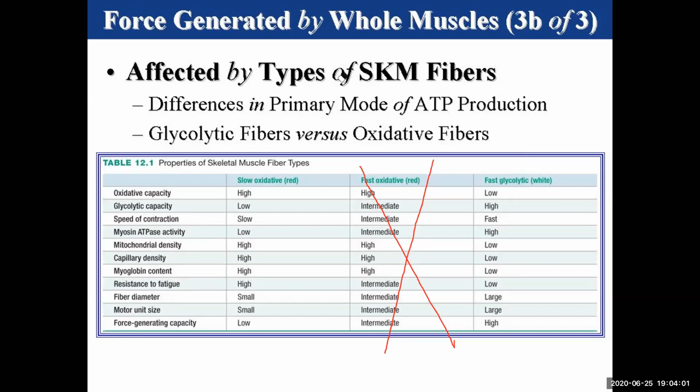So over here, oxidative means requiring oxygen, right? To oxidize fuel molecules. So you need a lot of mitochondria. So you have high mitochondrial density. If you need a lot of oxygen, you need a lot of delivery of oxygen. So you need a lot of blood vessels. So capillary density is also high.